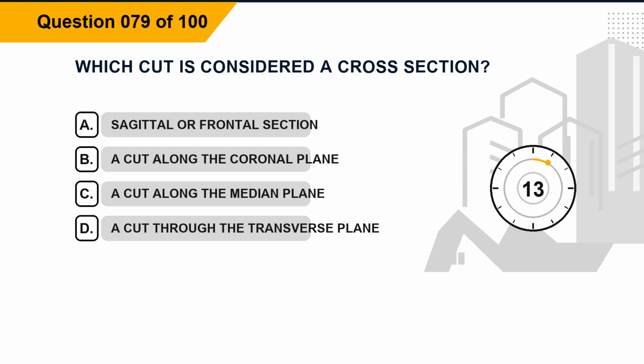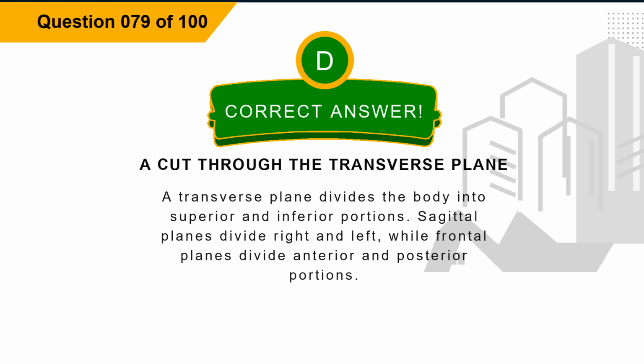Question 79. Which cut is considered a cross-section? Option A, sagittal or frontal section. Option B, a cut along the coronal plane. Option C, a cut along the median plane. Option D, a cut through the transverse plane. The correct answer is option D, a cut through the transverse plane. Explanation. A transverse plane divides the body into superior and inferior portions. Sagittal planes divide right and left, while frontal planes divide anterior and posterior portions.